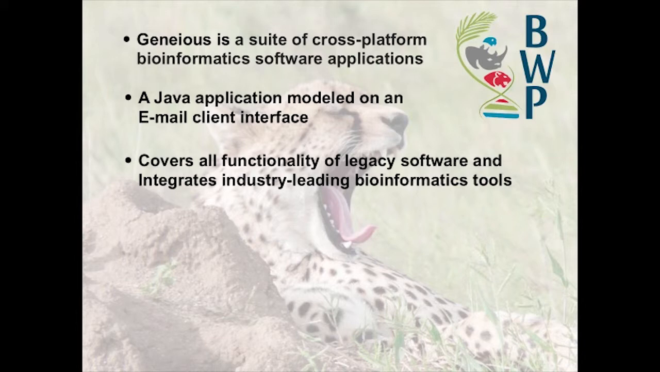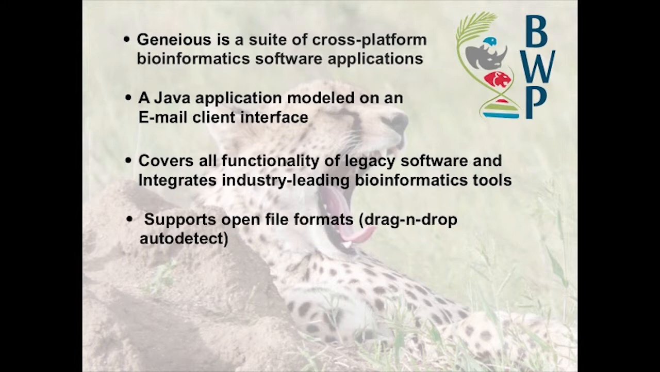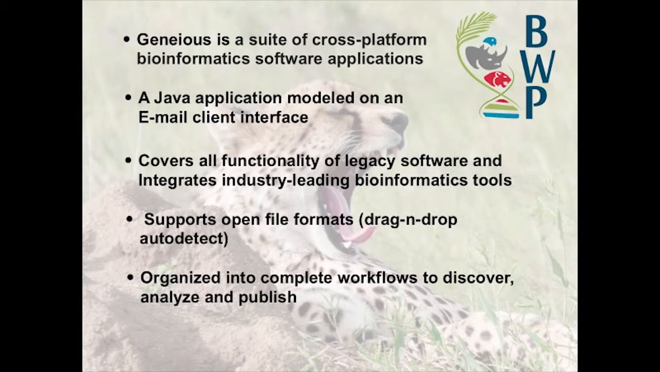Geneious incorporates industry-leading bioinformatics tools and integrates them into one platform, many of which you will be familiar with, like Clustal, Muscle, Primer3, and MrBayes. Geneious supports an ever-increasing number of file formats, and it currently imports and exports over 70 different file types. If you're not sure what file format your file is, you can simply drag and drop and Geneious will use auto-detect.